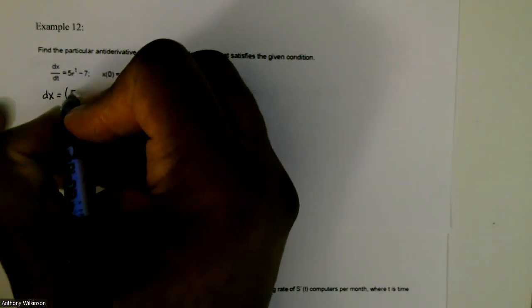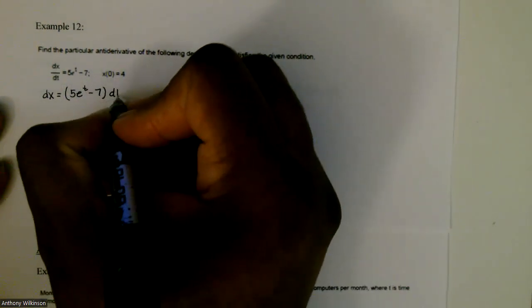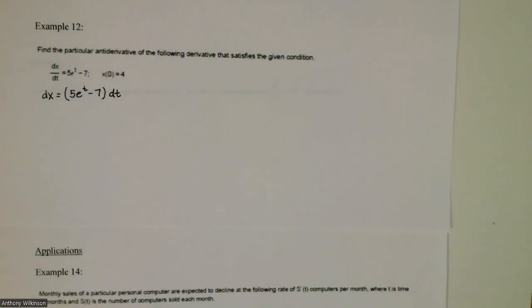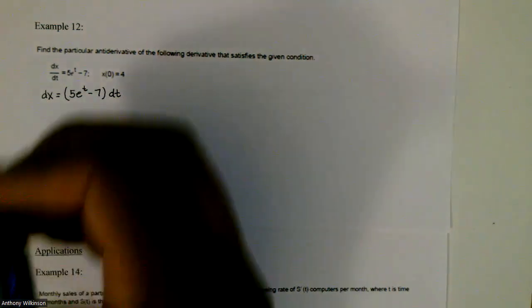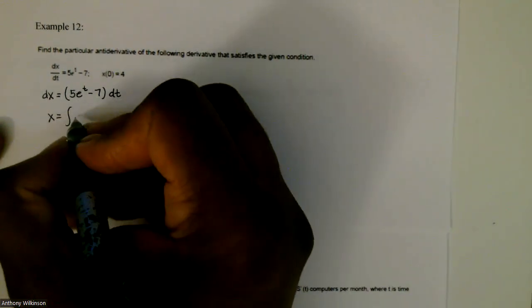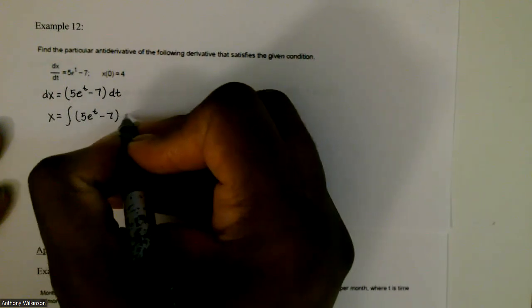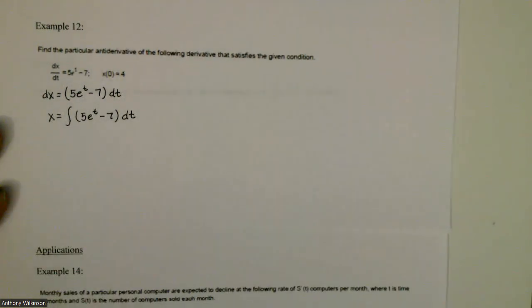All right, so here's what I'm going to do. If I move the dt over to the other side, I'll just have dx by itself, and that will be equal to 5 e to the t minus 7 times dt. Here I'm writing this as a differential. So to find out what x is, I need to take the integral of that expression, 5 e to the t minus 7 times dt.